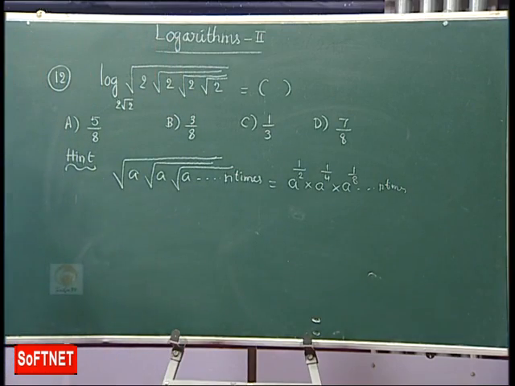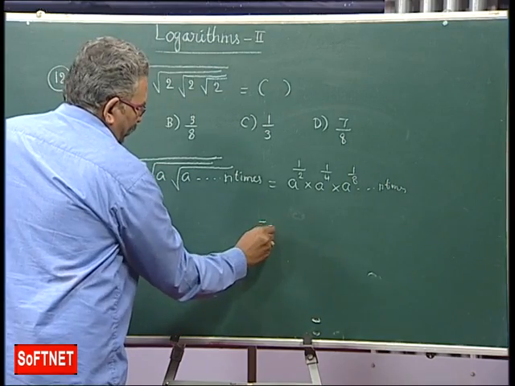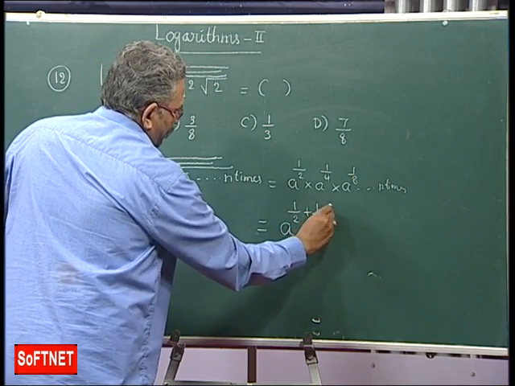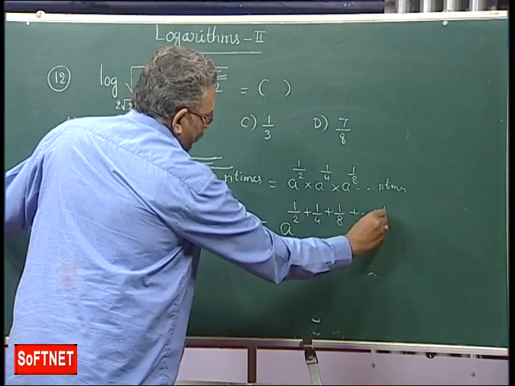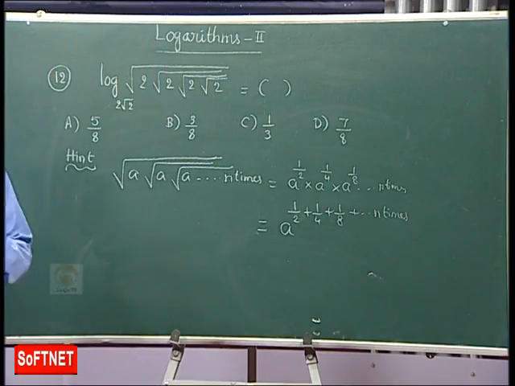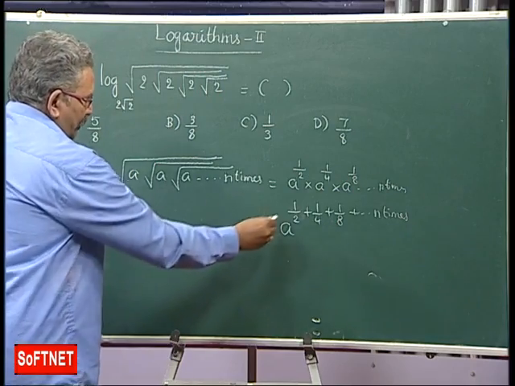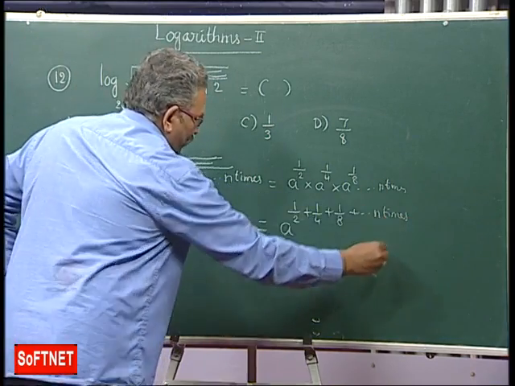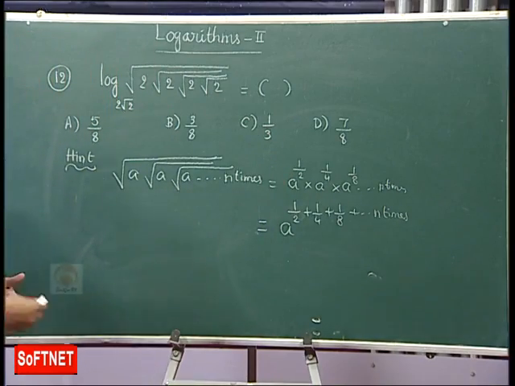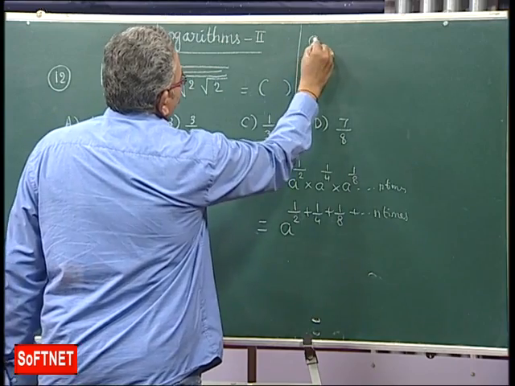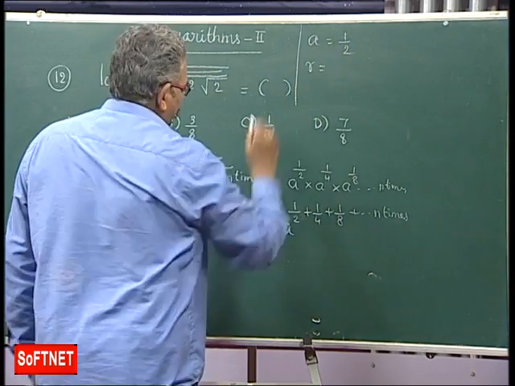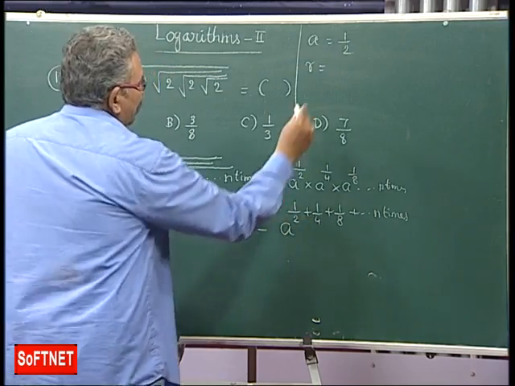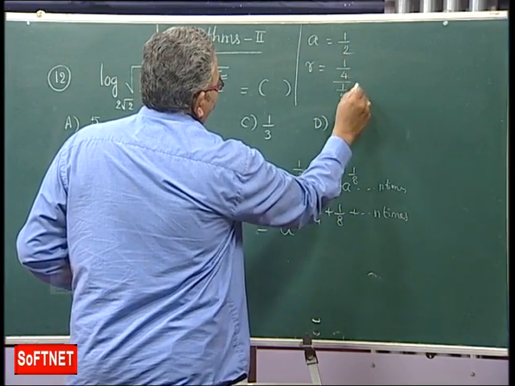Now what shall we do? So now here A to the power of, add all the powers 1 by 2, 1 by 4 plus 1 by 8, n times. Now we are doing formulation. Here it's very easy to observe that this pattern is in geometric progression. Since it is geometric progression, sum to n terms we have to find out. Here A is equal to 1 by 2. Let us find out common ratio in geometric progression. In general, we find common ratio R is equal to A2 by A1, 1 by 4 by 1 by 2. This is 1 by 2 only.